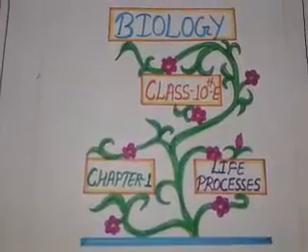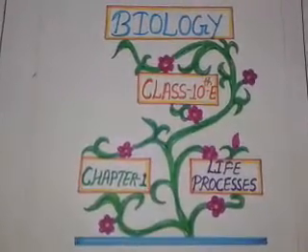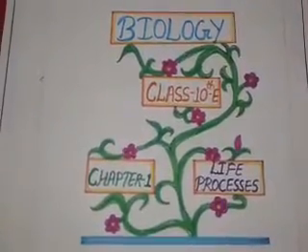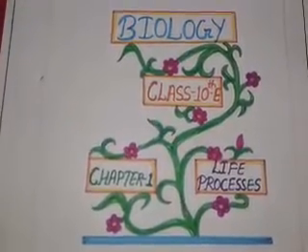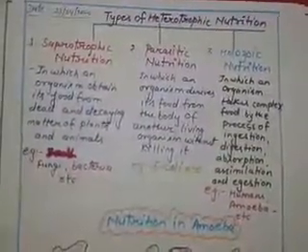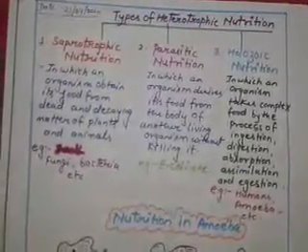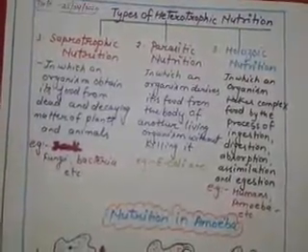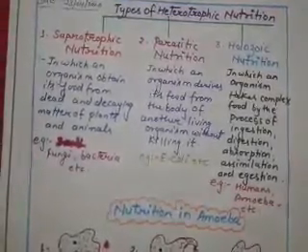Today I will continue class 10th biology chapter number 1, that is life processes, where we will discuss types of heterotrophs, nutrition in amoeba and human digestive system. So students, now let's get into the topic. Types of heterotrophic nutrition: one is saprotrophic, second is parasitic, third is holozoic. Now I will explain each of them one by one.